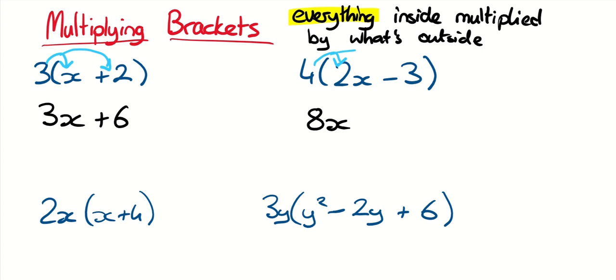And then you also do 4 multiplied by, and keep an eye on this one carefully, it's 4 multiplied by minus 3. Don't forget that minus. So 4 multiplied by minus 3 will give you minus 12. So your answer is 8x minus 12.